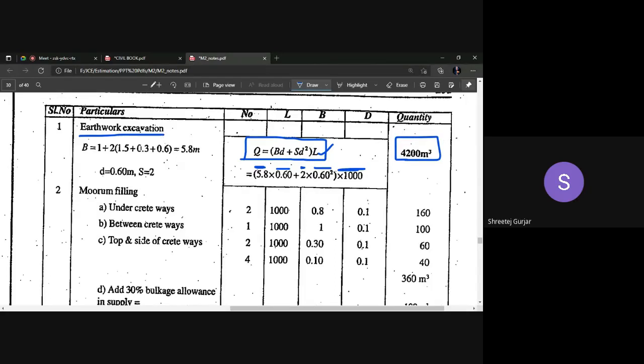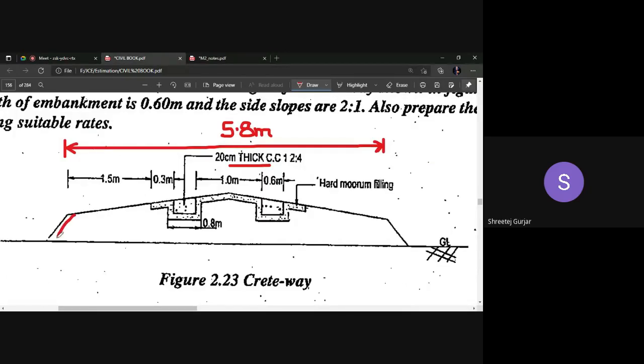Next, after the quantity of excavation, we have calculated this embankment quantity, the total required. So side slope is 2:1, and top width we had calculated as 5.8, right? Top width 5.8, no problem. Average depth is 0.6. So we have calculated that. Now moving on to the hard muram quantity.